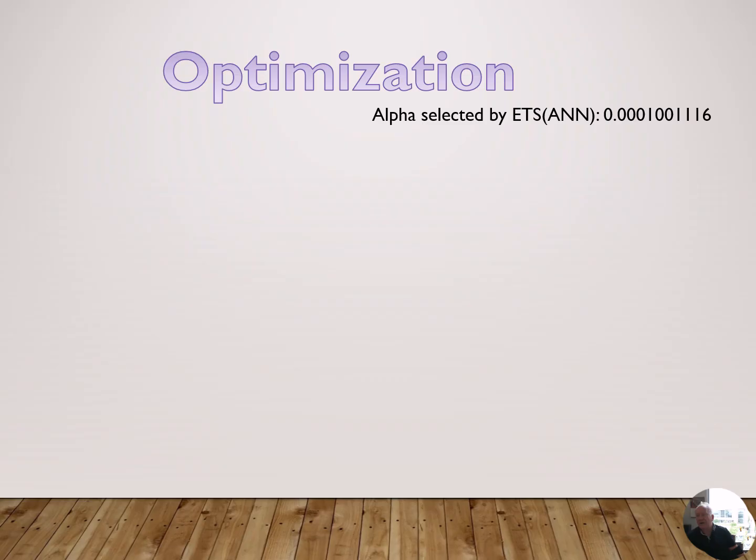So if we look at optimization, if we have alpha selected by ETS, we're going to use A, N, N. So in this case, what we're saying is that there's no trend and no seasonality, and so alpha becomes our component that is predicted. And we're saying that the residual or the noise is additive.